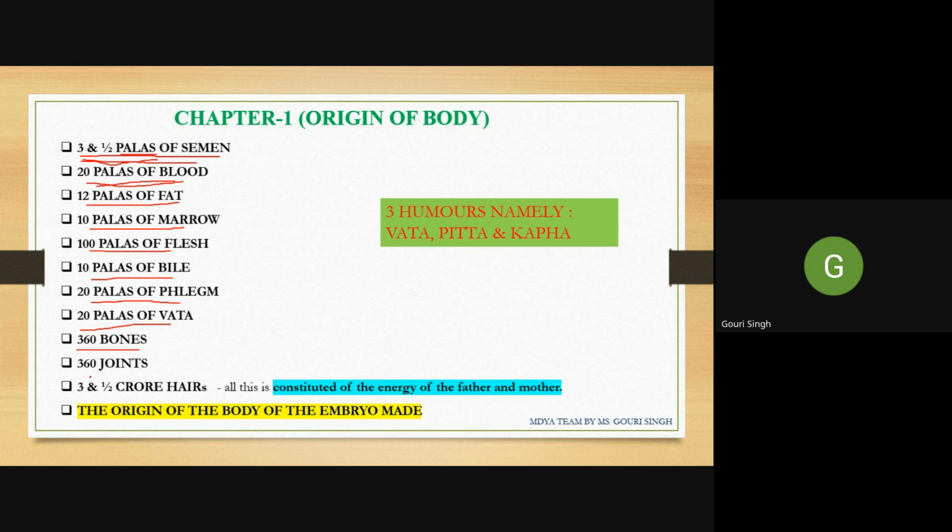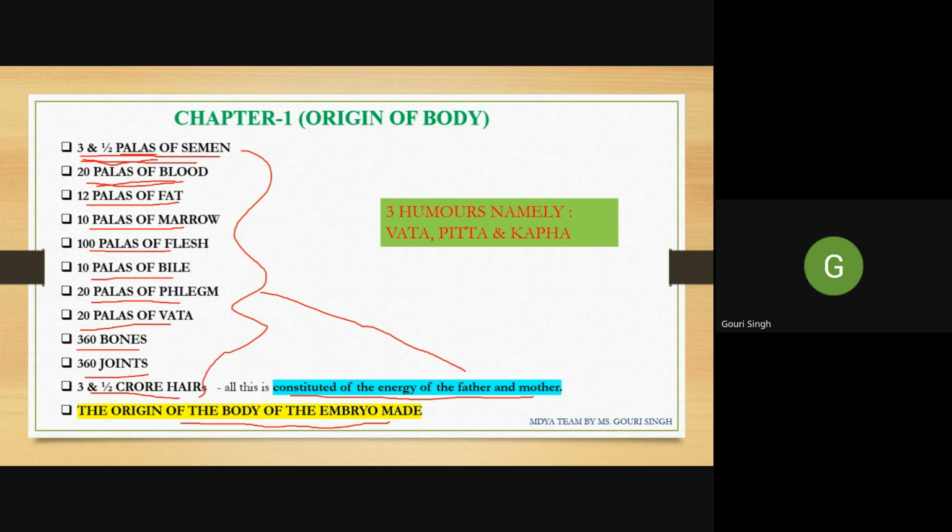360 bones, 360 joints, 3.5 crore hairs. All this is constituted of the energy of the father and mother. The origin of the body of the embryo is made by adding all this, and all of it comes from the father and mother.